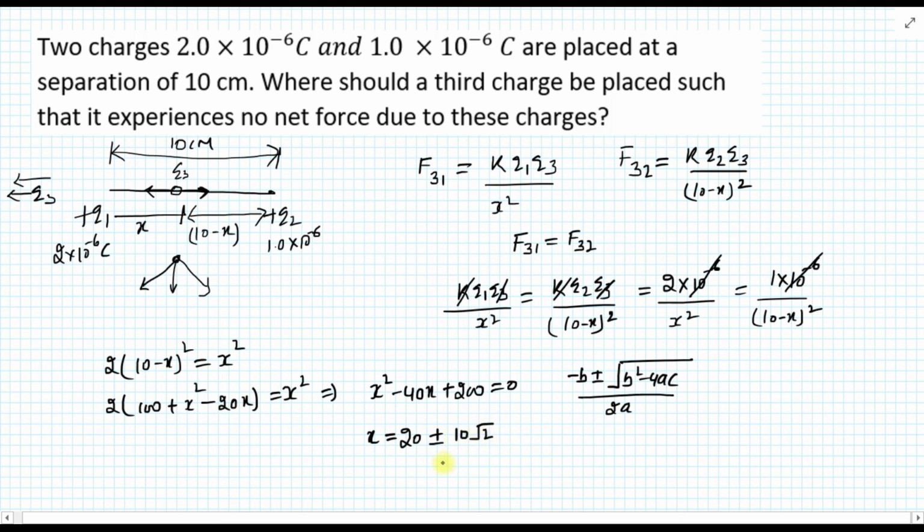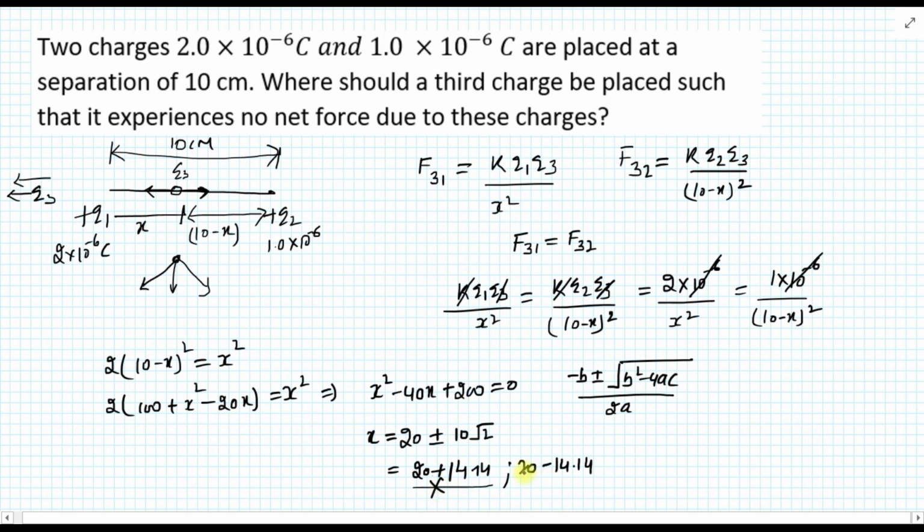Okay, so we have two values, one is 20 plus 10 root 2 and one is 20 minus 10 root 2. So this is going to be 20 plus 14.14 and the second will be 20 minus 14.14. If we take the positive value, this is going to be around 34.14, which is greater than the 10 centimeter. So this is not the correct answer.